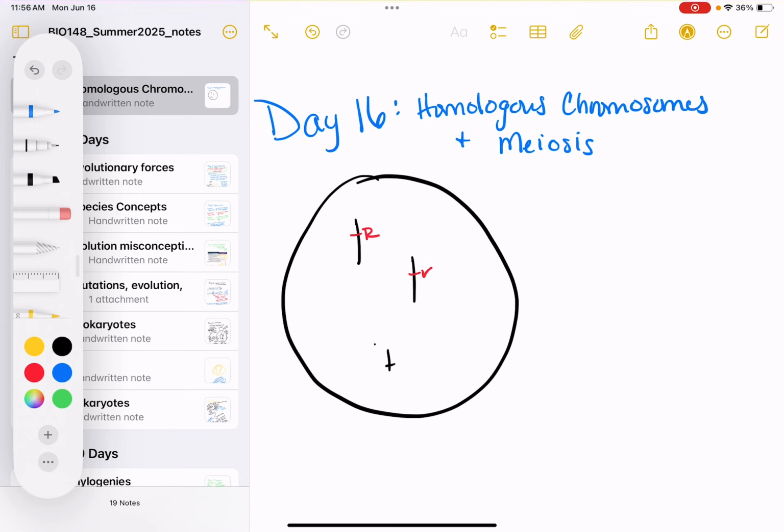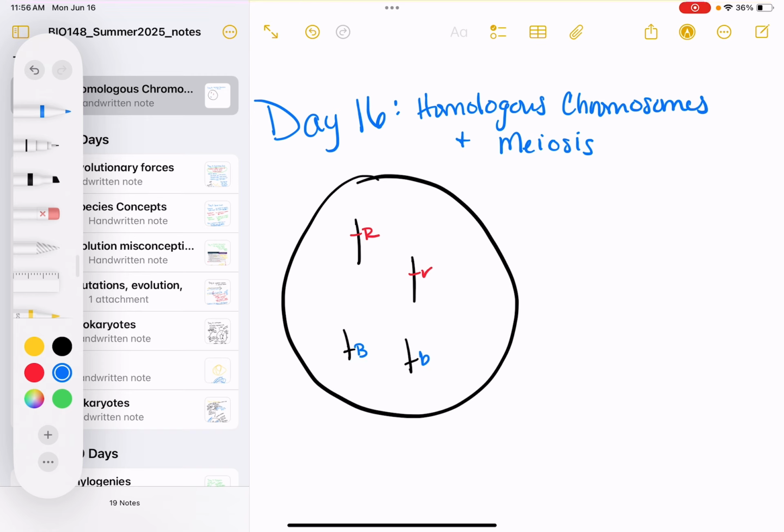Oops. Whoa. What did you do with my eraser outline? Okay. Okay, so let's do the B gene. And I like to put it in a different spot. Let's put it down here in the bottom.